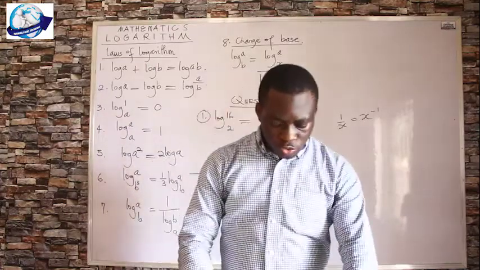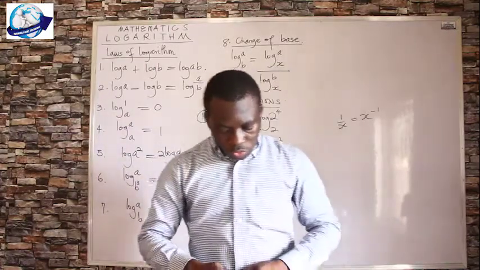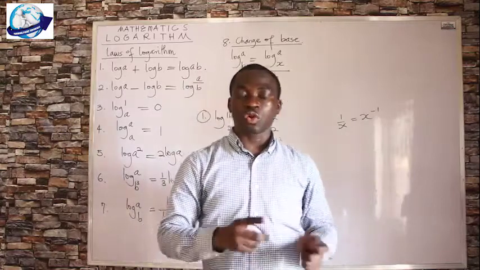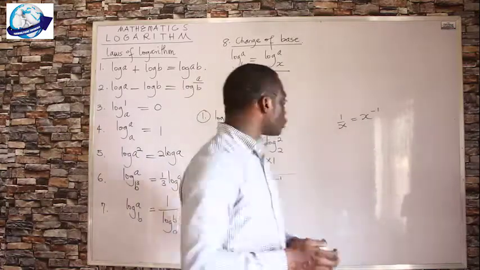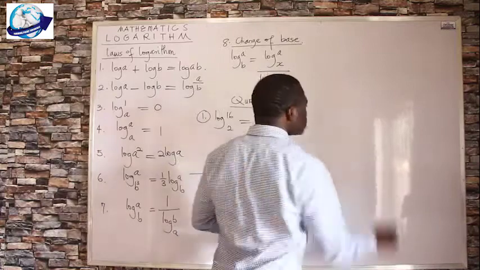Now, can I travel with you now with some advanced questions? Let's see what we can get. Now, 6 log 8 base 4 minus log 32 base 4. Look at this quickly.